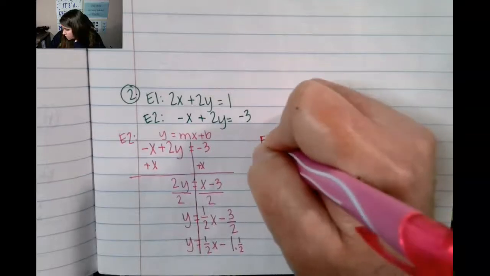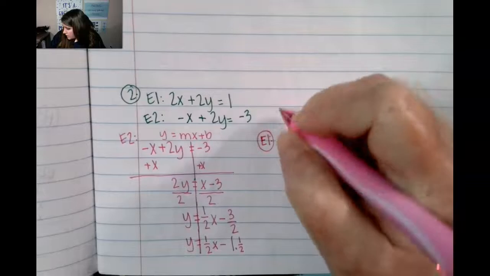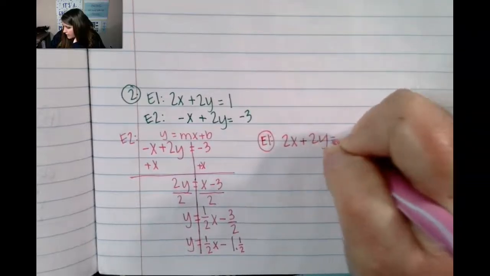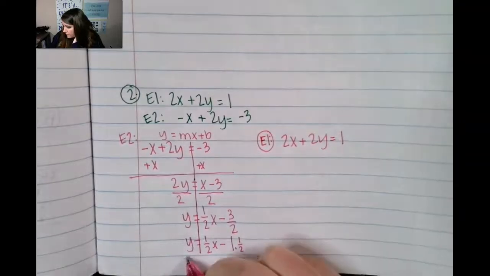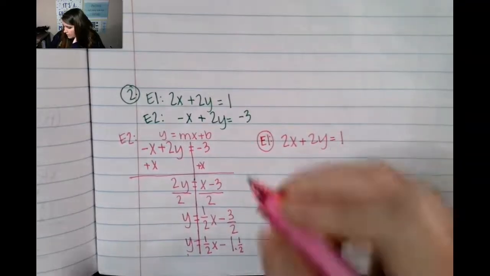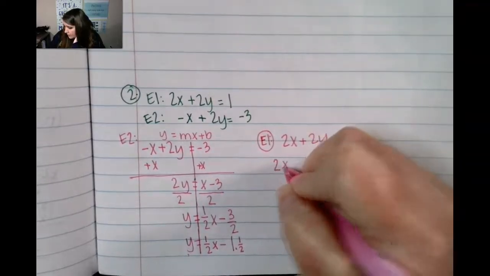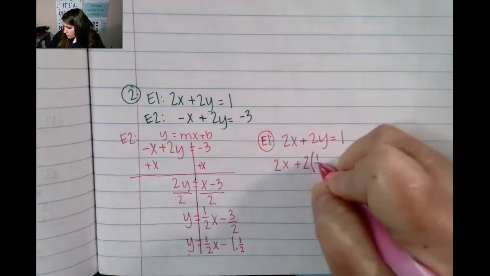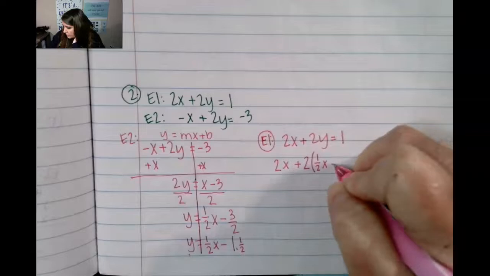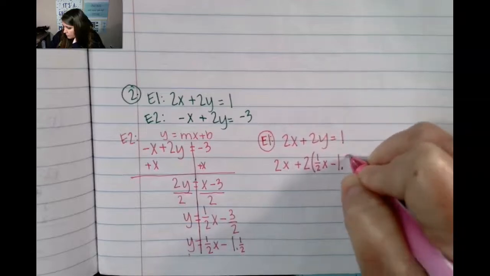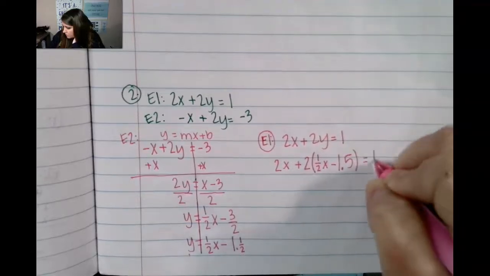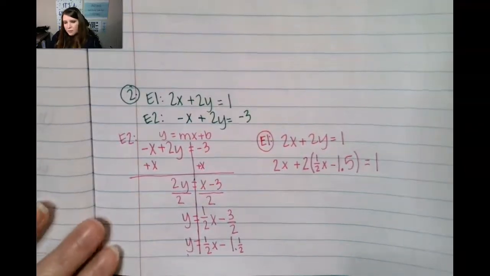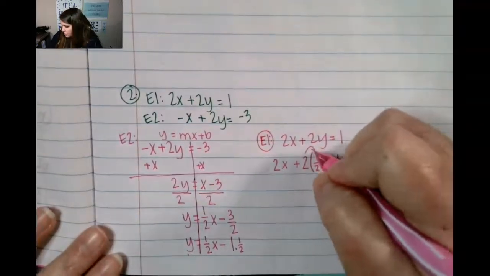So equation 1 says 2x plus 2y equals 1. I'm going to take my y and plug it in here. So I have 2x plus 2 times 1/2 x minus 1.5, and it equals 1. Okay. Woof! There's so much going on in this problem. All right, now we're going to distribute.